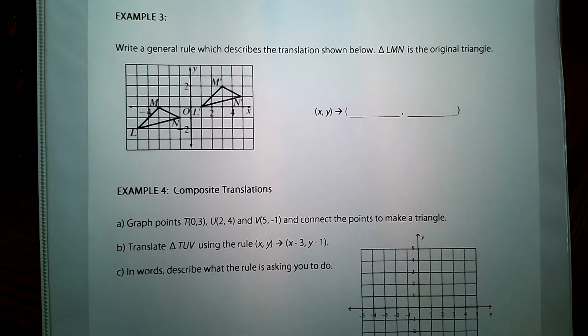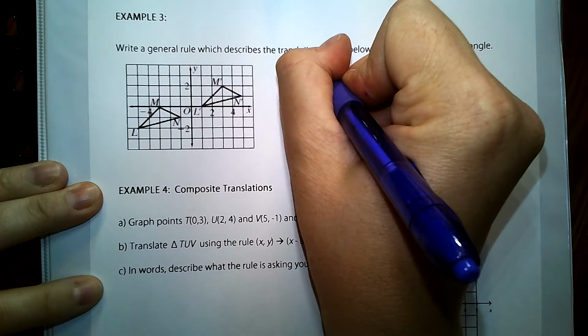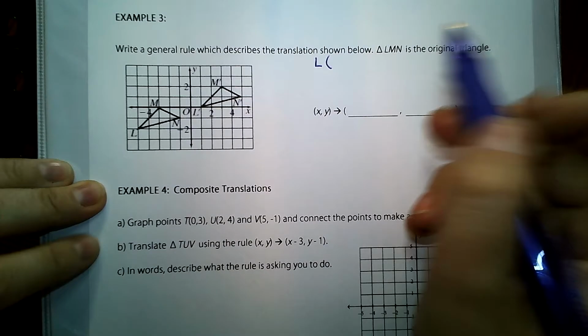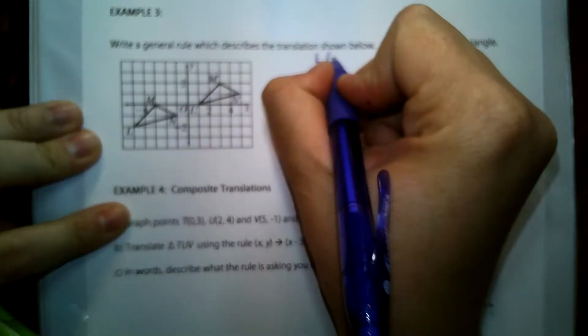So I'm going to use a couple different colors here to help me come up with a rule. There's really 2 ways to do this. One way is to write out the original point and the image's point. So point L is at -5, -2.